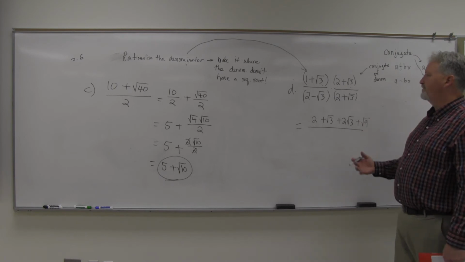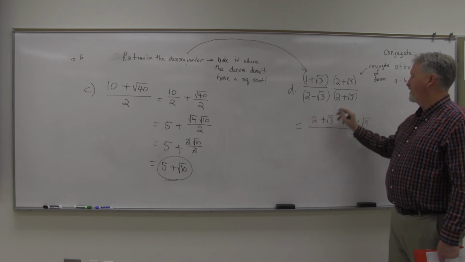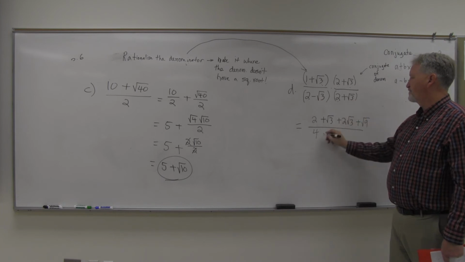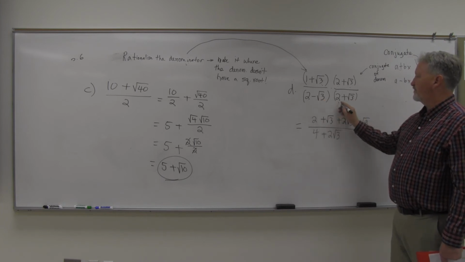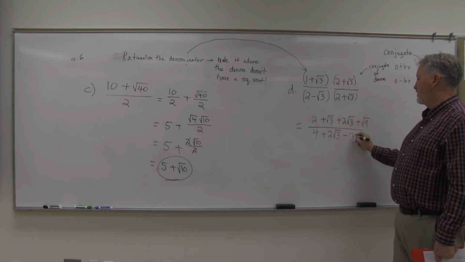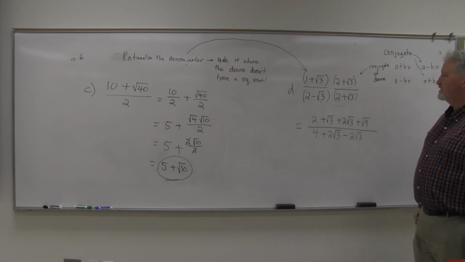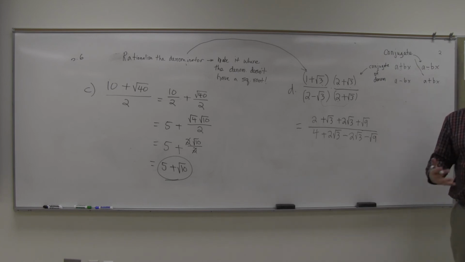Then the FOIL of the bottom actually works out a little bit nicer. So you got 2 times 2 is 4. 2 times square root of 3 is plus 2 square root of 3. And you got minus square root of 3 times 2. So that's minus 2 square root of 3. And then square root of 3 negative times square root of 3 positive is minus square root of 9. I know that went quick, but you're just foiling it again. So you get those four terms.